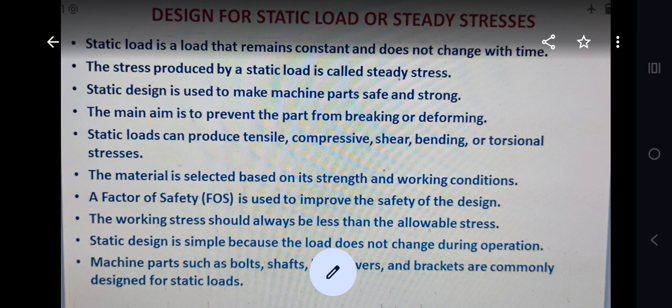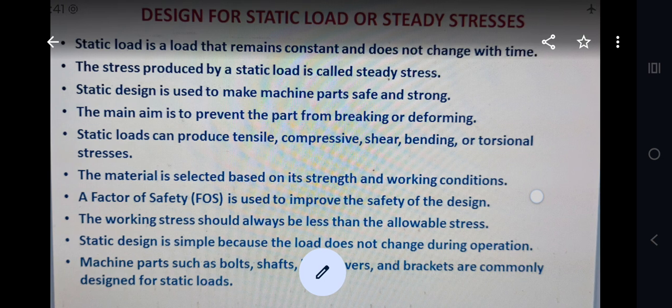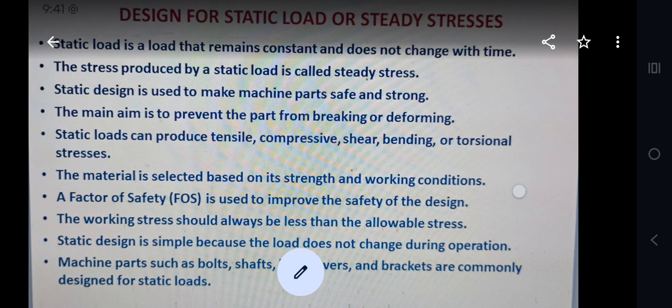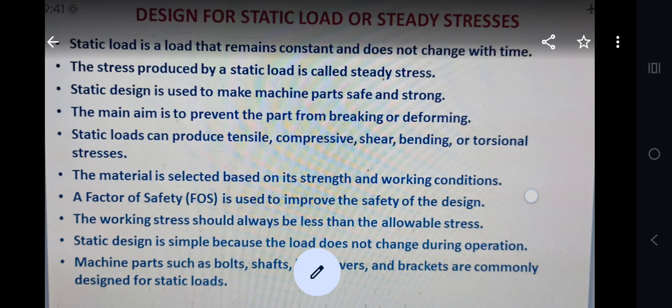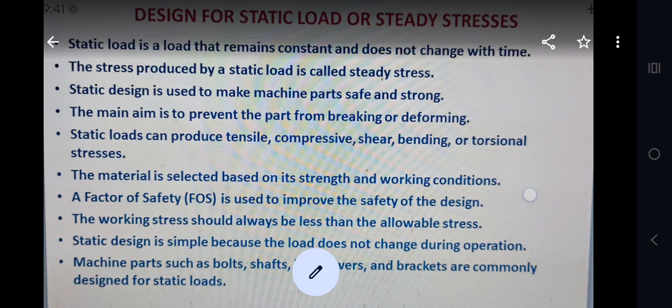Good morning, students. Today we are going to discuss an important concept in machine design called design for static load or steady stresses. Before going into the design equations, let us understand a simple question. What happens when we apply a load to a machine component?